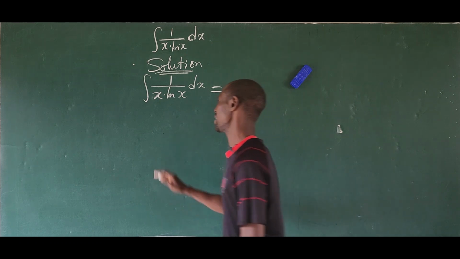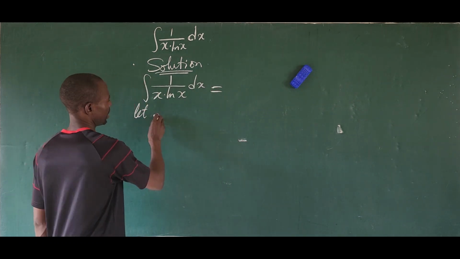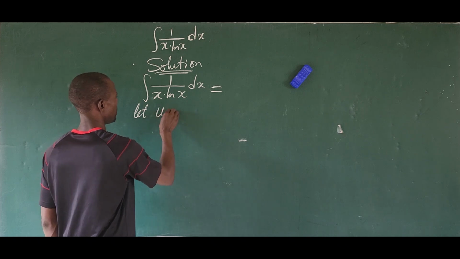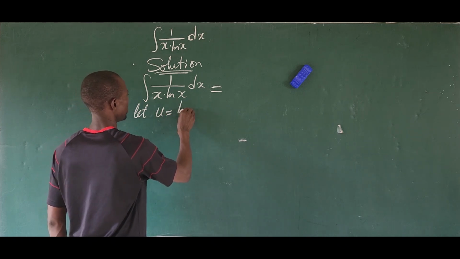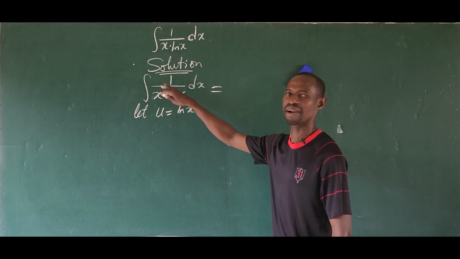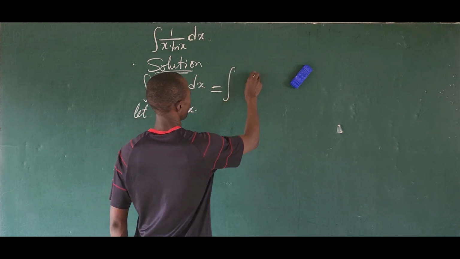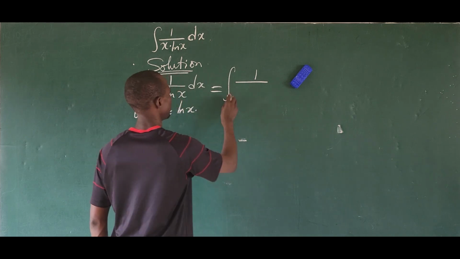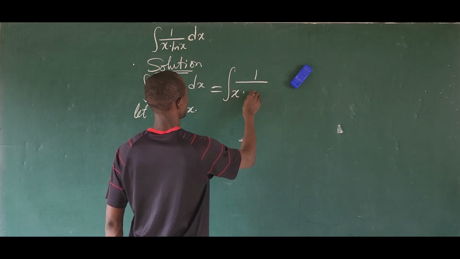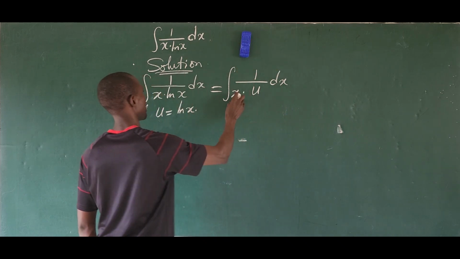So we're going to say let our u be equal to the ln of x. So rewriting this expression, we're going to have here the integral of 1 all over x times u, the dx. Now let's look at this.